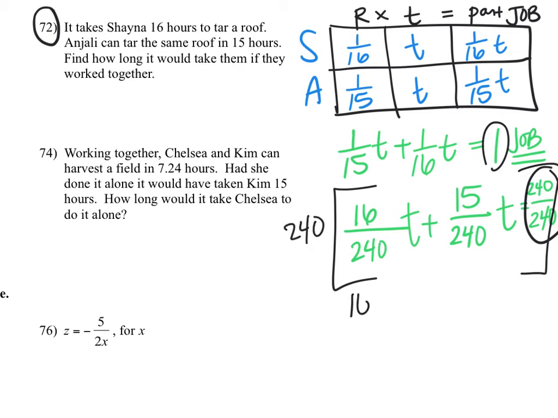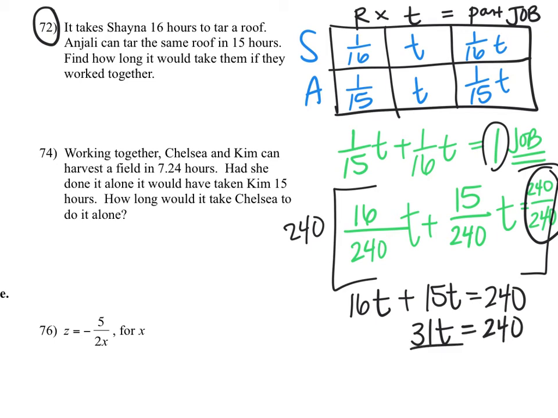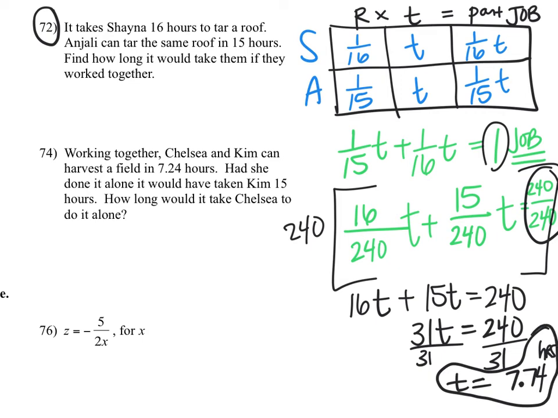So I'm going to get 16t plus 15t equals 240. And when I add 16 plus 15, I get 31t equals 240. And when I divide that by 31, I get roughly t equals 7.74 hours. And this would be my answer.